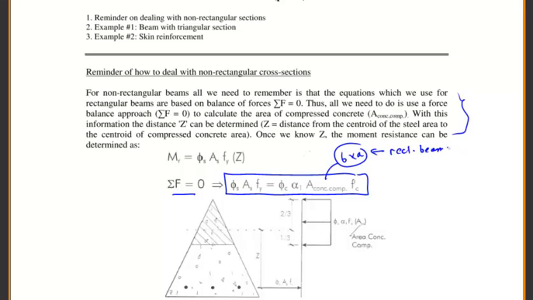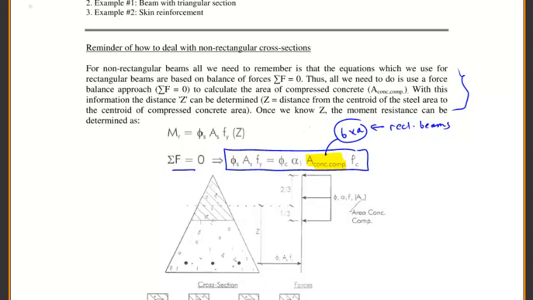rectangular beams. For non-rectangular beams, it's not equal to this. So instead of putting B times A in this equation, I'm going to put area of concrete in compression. So that's what I'm going to solve for. I know everything else here, so I'm going to solve for this area of concrete in compression. Once I've done that, I'm going to determine this A, and also this A bar, this centroid A bar.